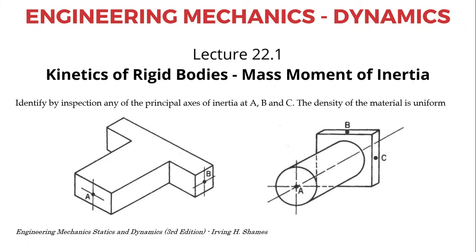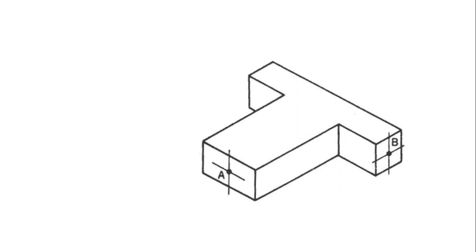Identify by inspection any of the principal axes of inertia at points A, B and C. The density of the material is uniform. Now coming to the first figure here, first, let me take the point A.